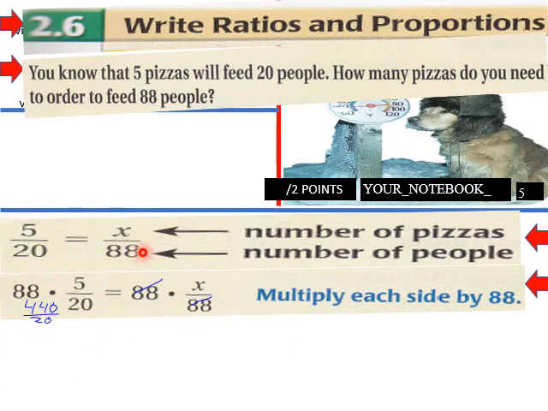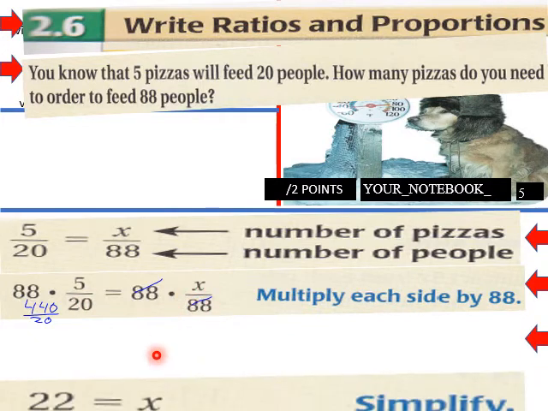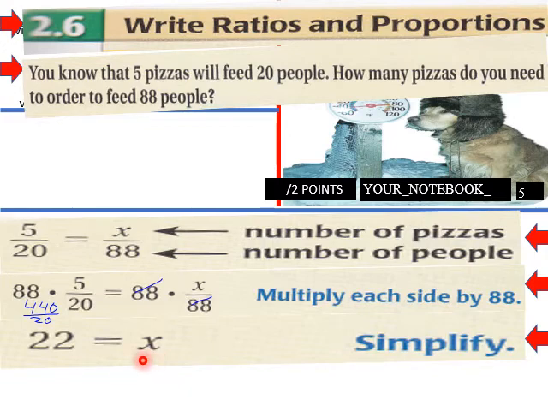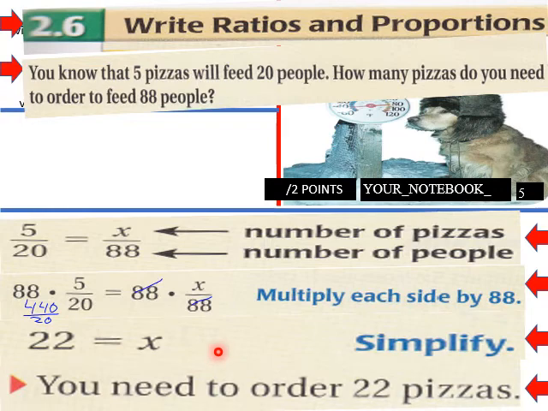So to solve for x, we multiply both sides by 88. We have 88 times 5 over 20 equals 88 times x over 88. So we end up with x on the right side, and then this comes out to 22. 88 times 5 is 440 over 20 would equal 22. So 22 equals x. Therefore, you need to order 22 pizzas for that amount of people.